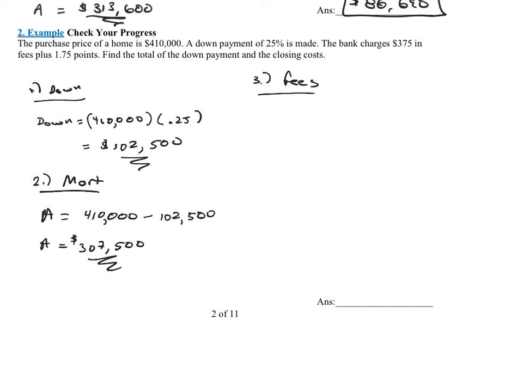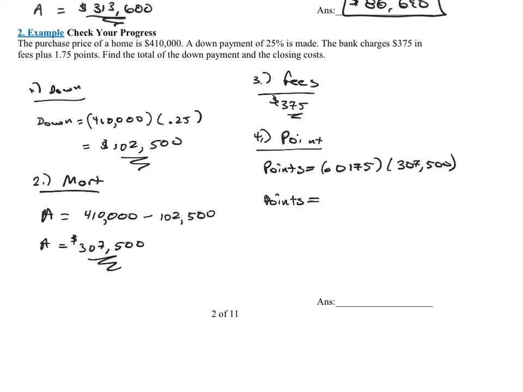Okay, now that we know the mortgage amount, I can look at any fees. Reading the problem, it says we have a fee of $375. Then I want to consider the points. For the points, again, you do it as a percentage times the loan amount. So to find my points here, I'm going to do the percentage, which was 1.75%, which is 0.0175 as a decimal, times the mortgage amount, which was $307,500. So let's see what we're getting on points here. I'm getting $5,381.25.